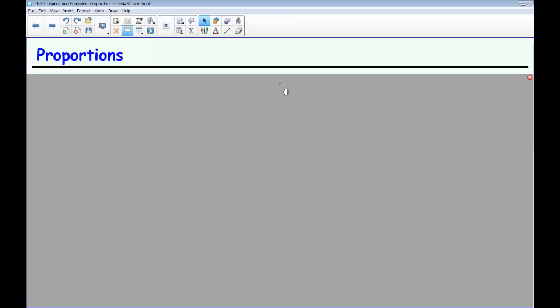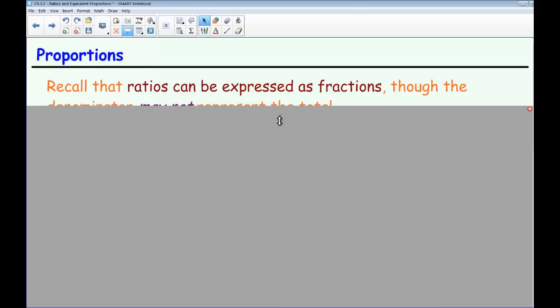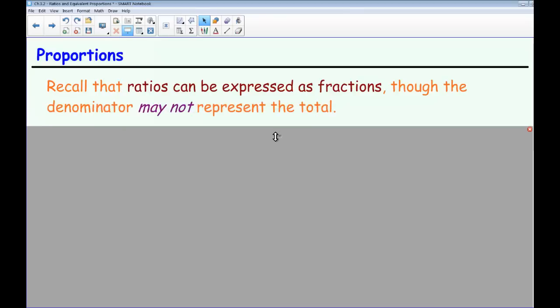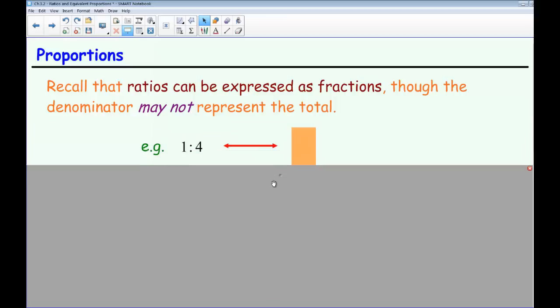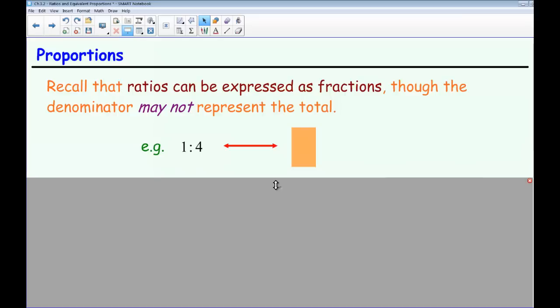In terms of the idea of proportions, recall that ratios can be expressed as fractions. However, the denominator of the fraction may not always represent the total. So here's an example. I have a 1 to 4 ratio. I could simply write that as 1 over 4 in fractional form. However, in this situation, the 4 in the denominator is not actually the total.